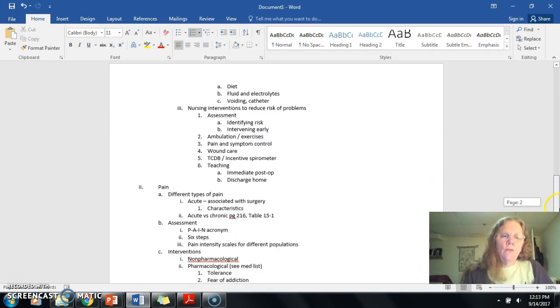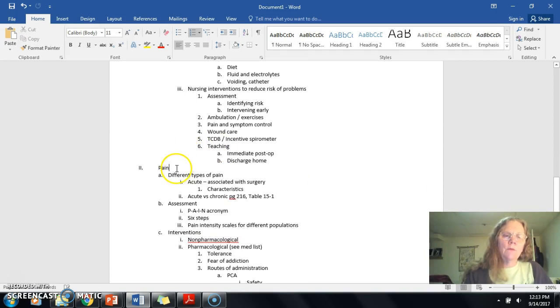And then if we look at chapter 15, it has to do with pain, and it talks about all different kinds of pain, but obviously our focus for this unit is acute pain, which is what's associated with surgery. So understanding the characteristics of acute pain, and then also understanding the difference between acute and chronic pain. There's a table on page 216 that would be good to be familiar with.